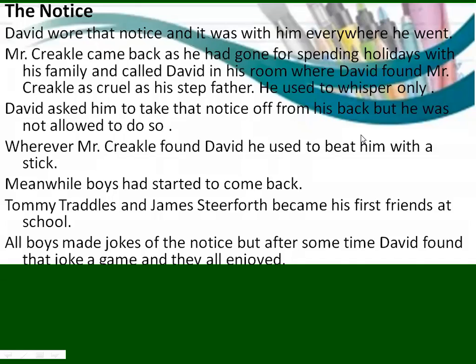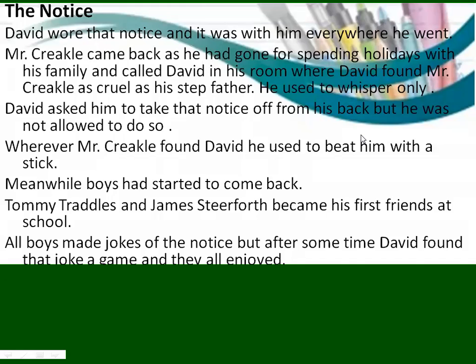Okay, slowly, slowly, gradually, the students are coming. Tommy Traddles and James Steerforth, who was the oldest student of the class. He was 6 years older than David and Tommy Traddles. They both became first friends of David at Salem House School. All the boys made jokes of the notice, but after some time David found that joke a game, and they all enjoyed over there.